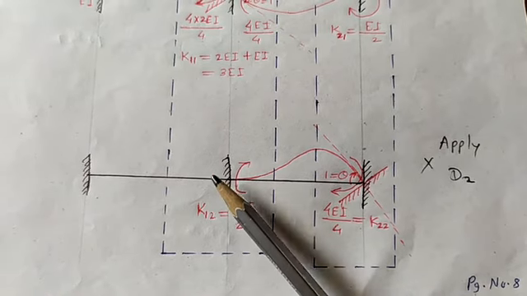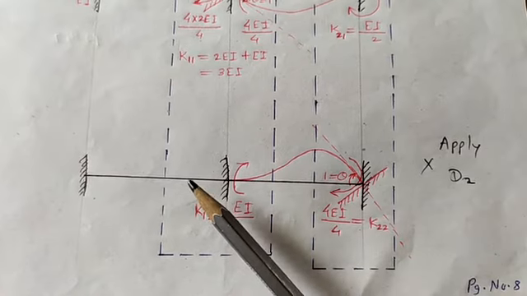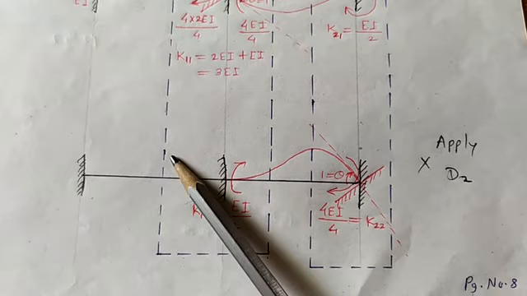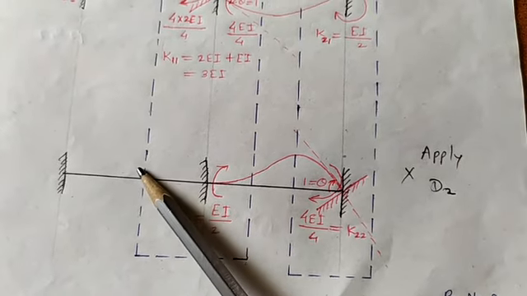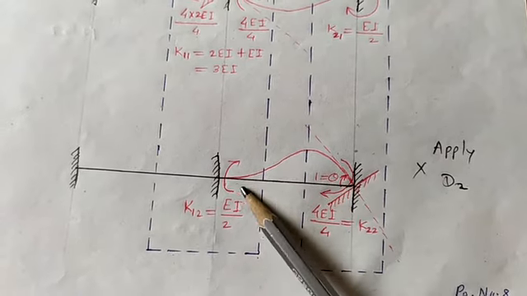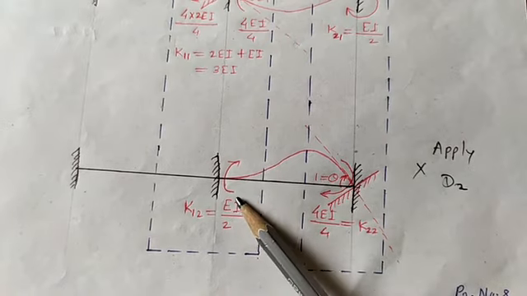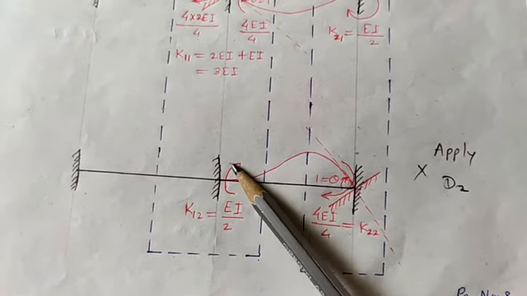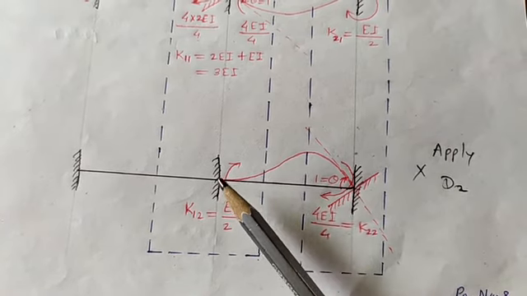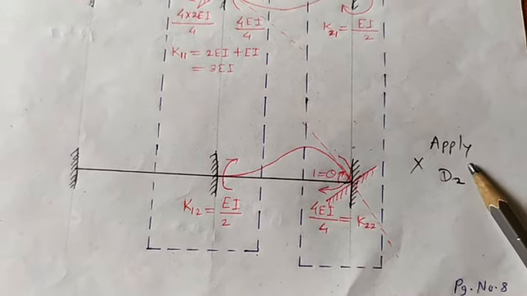If I show this on the left side, it means it is a moment BA, but here span BA or span AB is not getting affected by this application of moment. Only the member BC is getting affected. That's why I have shown this curve on the right side of the joint B. This part is more important. Now this last diagram is over.